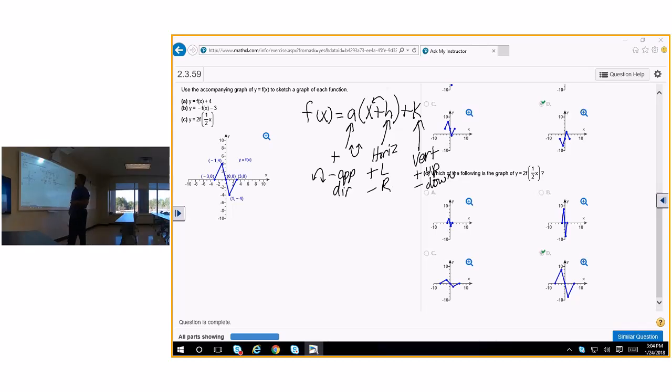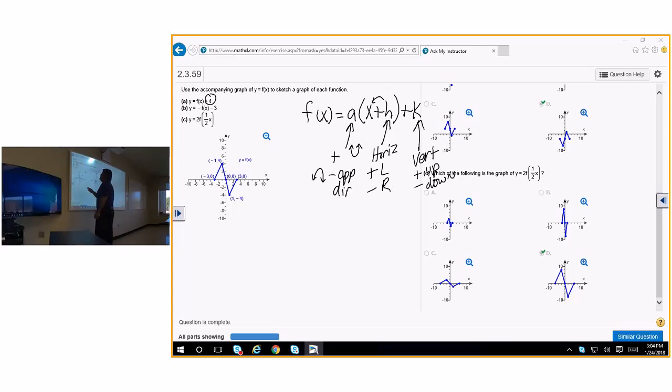This function right here tells you you have a vertical shift of 4. Does the function change? No, the function does not change. It still looks like this, but it's going up 4. 1, 2, 3, 4. So you need to find where the vertex in your answer is at 4. So let's see. That's not right. That's at negative something.